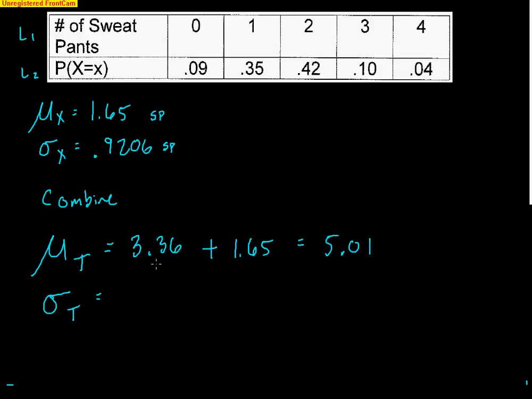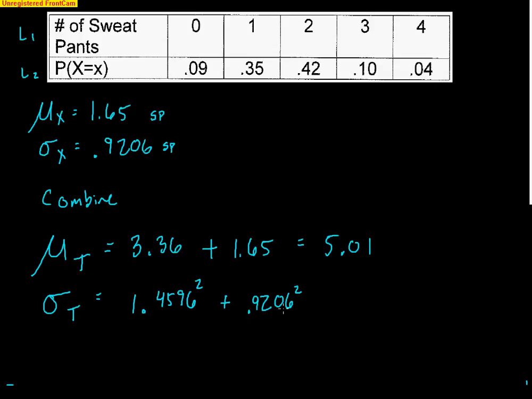You do not just add the 1.4596 for the t-shirts and the 0.9206 for the sweatpants, because you're not allowed to add standard deviation. You have to add the variance. So the variance for the t-shirts would be 1.4596 squared. That's the variance for the t-shirts. And I'm going to add to that 0.9206 squared. That's the variance for the sweatpants. I am allowed to add variance. I'm not allowed to add standard deviation.